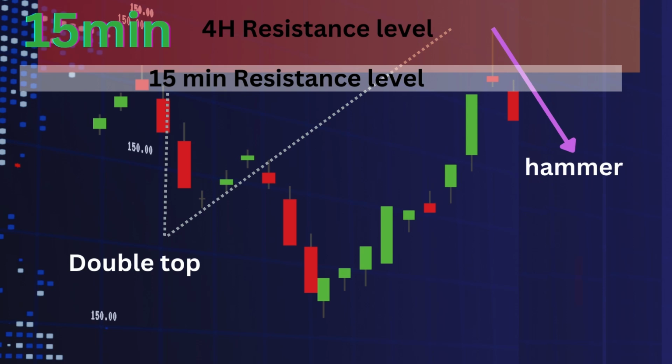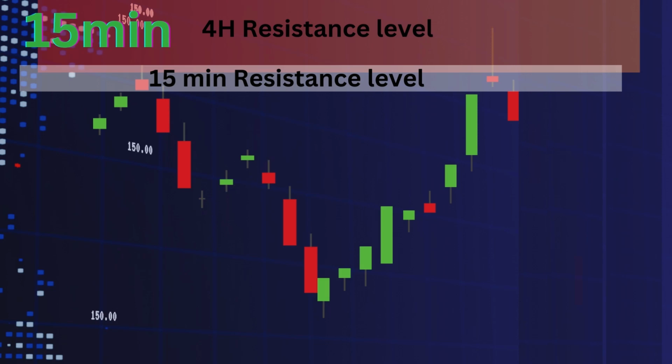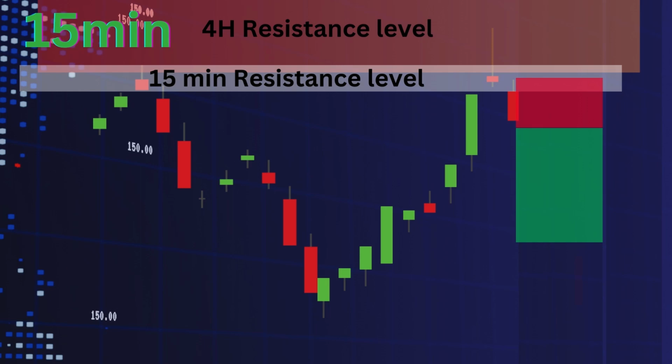Confirmation helps filter out false signals and increases the likelihood of a successful trade. After the confirmation, we now enter the trade on the retest or use entry orders such as buy stop orders above the resistance level in a bullish reversal, or sell stop orders below the support level in a bearish reversal, with a 1 to 2 risk to reward ratio.